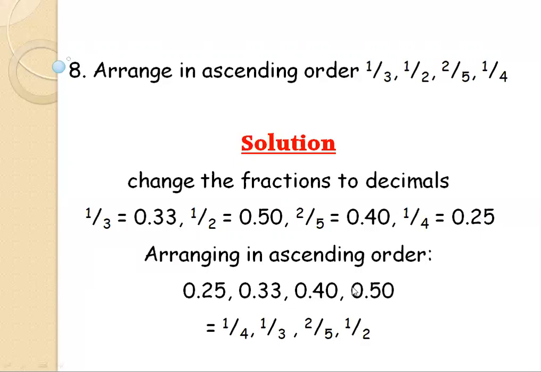The next thing is to put their equivalent fraction. So which fraction is 0.25? 1 over 4. I'll put it here. Which fraction is 0.33? 1 over 3. Which fraction is 0.40? 2 over 5. And which fraction is 0.50? 1 over 2. So this is arranging of these fractions in ascending order: 1 over 4, 1 over 3, 2 over 5, 1 over 2. I have arranged it in ascending order.